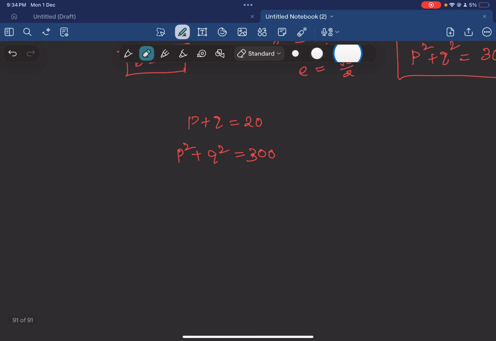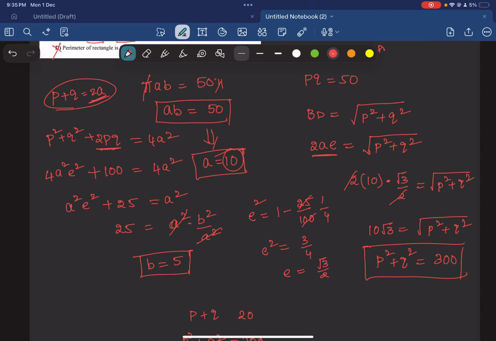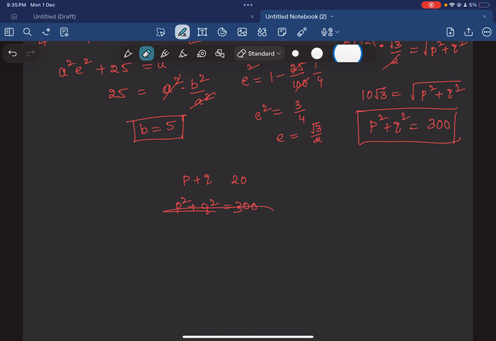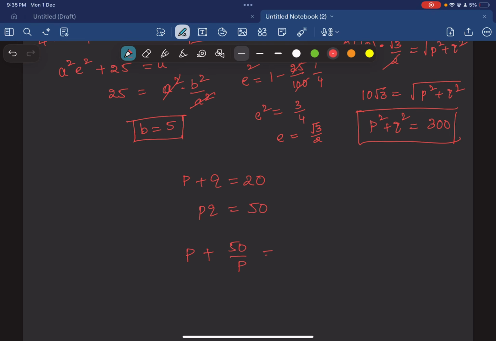Now you have P plus Q and you have P square plus Q square. Also somewhere I remember we found out PQ also. Yeah, PQ is 50. So P plus Q is 20. PQ is 50. Alright. Therefore P plus Q can be written as 50 by P is equal to 20. P square plus 50 is equal to 20P. P square minus 20P plus 50 equal to 0.